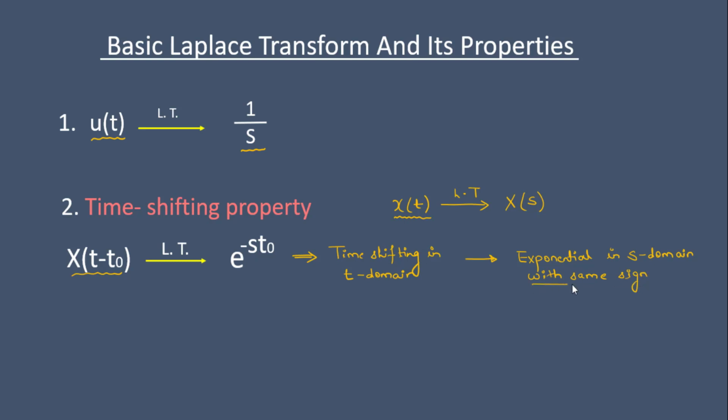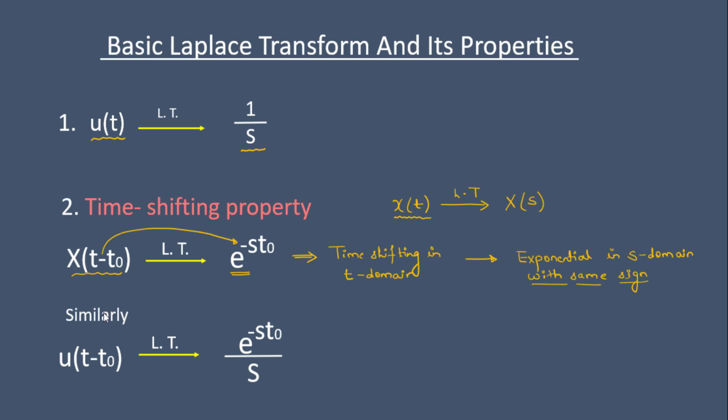Now let us discuss what we mean by "with same sign." Here the time shifting is x of t minus t naught. So the time shifting will result in an exponential, which is e raised to, and the shifting is done by minus t naught, so here you have to write minus s into t naught. With this property, similarly, for the step signal shifted by minus t naught, the Laplace transform of the signal is e raised to minus s t naught upon s.